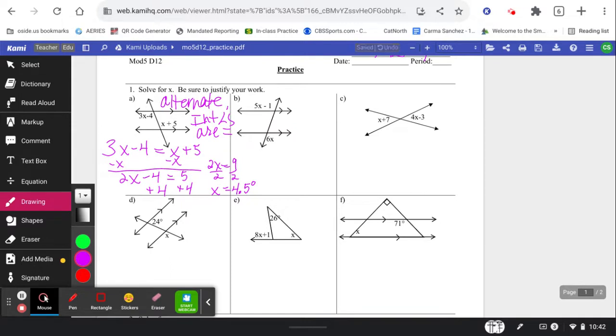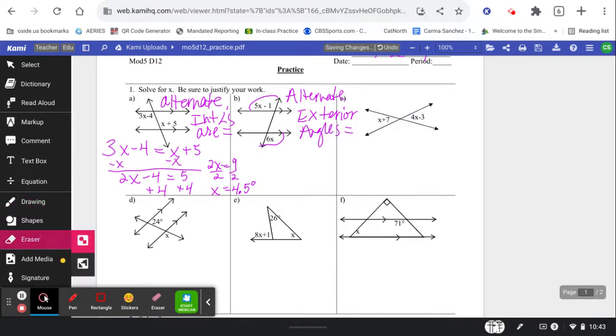Okay, on the next set, there's a couple different ways you could go about this, but do you see how the 6x is an exterior angle and the 5x minus 1 is the exterior angle? There is an angle relationship that states alternate exterior angles are equal. And the reason is the 6x is also equal to this vertical angle, and this vertical angle now is a corresponding angle to the other one. So there is a theorem called alternate exterior angles are equal.